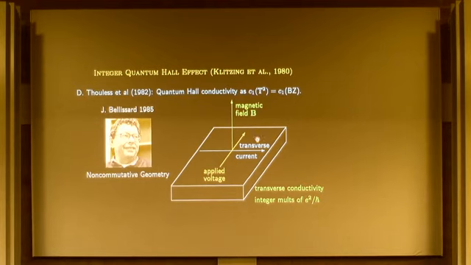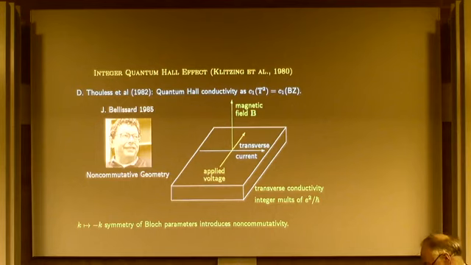And there's a reason for doing the same thing here, because it turns out there's a symmetry in the Bloch parameters in many situations. If you interchange K and minus K, then you don't really change the physics significantly. And so, as well as having the functions of K, you've got this symmetry, and that means that you've got something which makes the commutative algebra non-commutative.